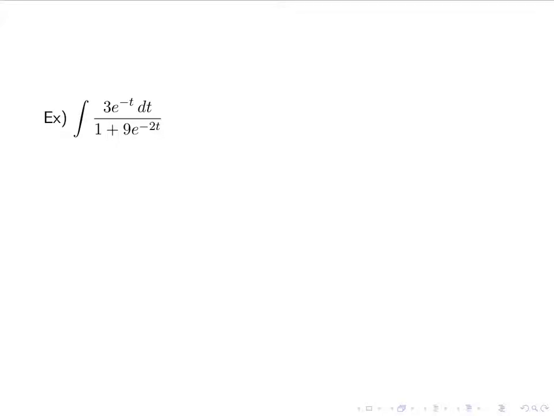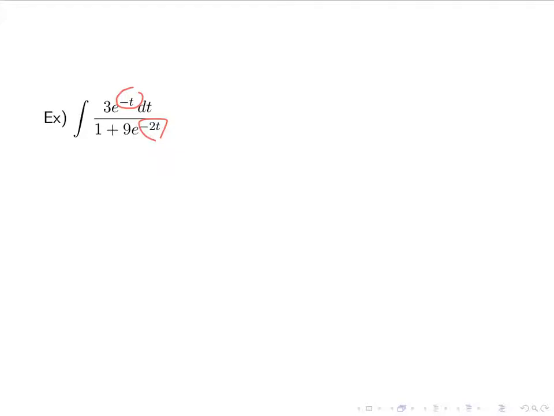But the derivative of my denominator will not be my numerator because of this negative 2t here. If I differentiate that, I'm still going to have e to the negative 2t, and I've only got e to the negative t up here. Okay, so it's not going to be natural log.